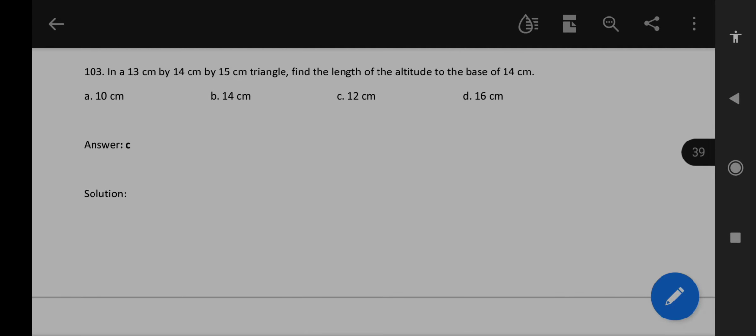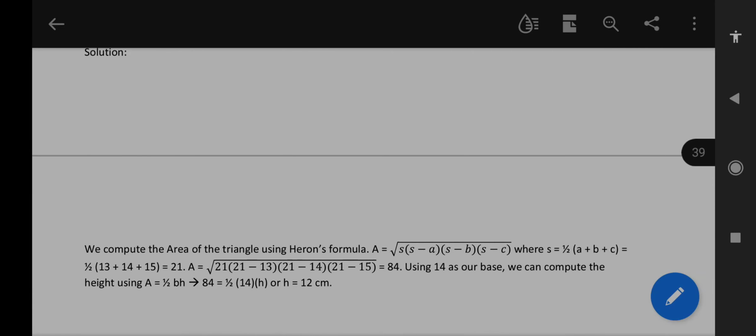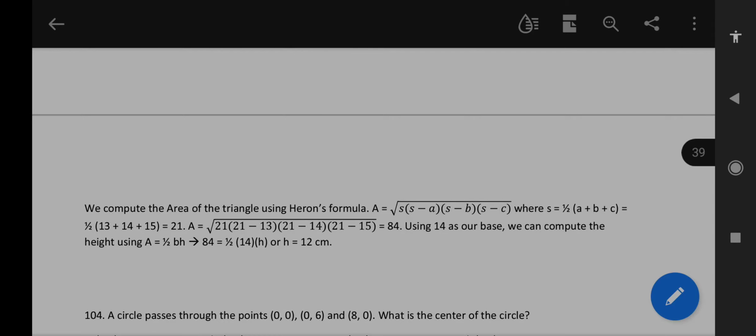In a 13 cm by 14 cm by 15 cm triangle, find the length of the altitude to the base of 14 cm. So, sagot daw dyan ay letter C. Solution mo dyan, compute daw yung area ng triangle using Heron's formula.